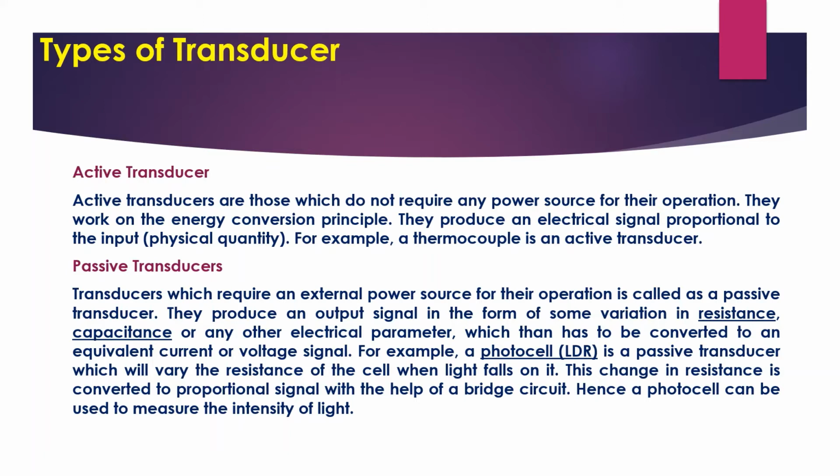Resistivity of LDR is changing with respect to light, right? And this LDR will be part of some electrical circuit. So what will happen if the resistance of LDR will change? The electrical parameter of the circuit will change, either current or voltage or frequency, and that change will be proportional to the intensity of light. So we have converted light into electrical quantity.